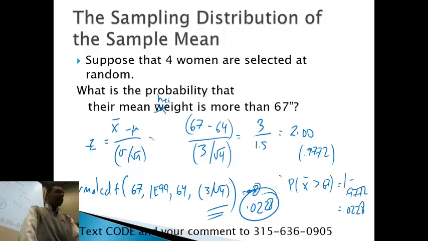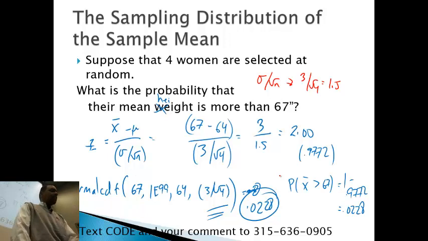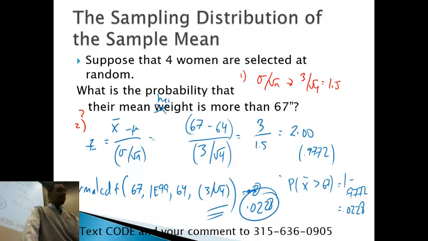First of all, you have to recognize that you have this new standard deviation, which is sigma over radical n, which will be 3 divided by the square root of 4, which is 1.5, or 3/2. But that goes into the denominator. So recognize that you need to use this somehow. Find the z-score, and then go ahead and find the correct probability.